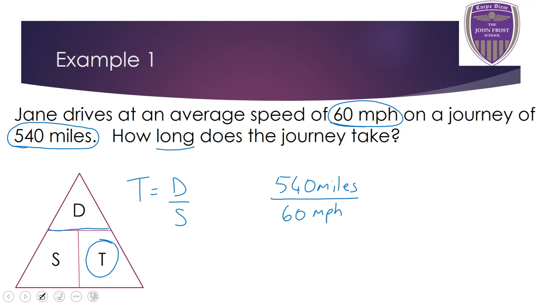Now, we divide 540 by 60. So how many times does 60 go into 540? You could simplify the problem by dividing both values by 10. It's the equivalent of 54 divided by 6, which is 9. So in this case, it's 9 hours. So the journey takes 9 hours.